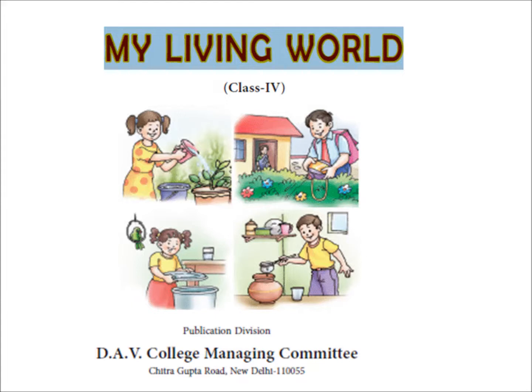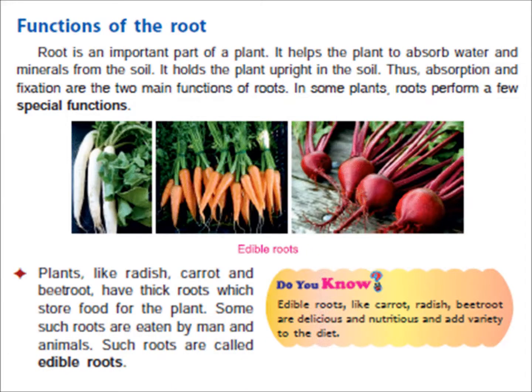Continuing the second chapter, now our next topic is functions and special functions of the root. First, I am going to read the topics. Root is an important part of a plant. It helps the plant to absorb water and minerals from the soil. It holds the plant upright in the soil. Thus, absorption and fixation are the two main functions of roots.